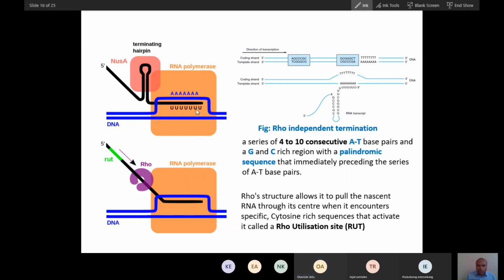So there is only one event. Rho independent termination occurs because of the formation of the hairpin loop and the weak bond between A and U, because a weak bond cannot sustain. If the hairpin loop forms inside the RNA polymerase, what will happen? This hairpin loop weakens the bond still more, and then the RNA will be detached from the DNA. Okay?